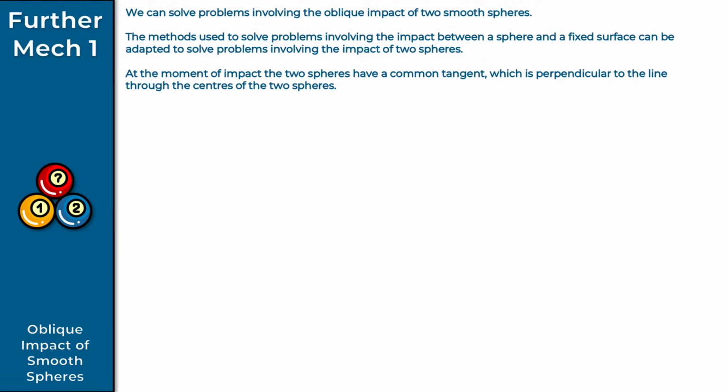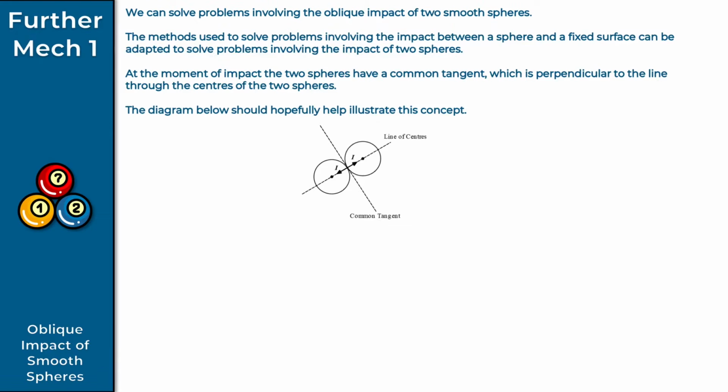At the moment of impact, the two spheres have a common tangent which is perpendicular to the line through the centers of the two spheres. Hopefully the diagram below will help illustrate this concept. There are a few key points to make regarding this concept and this diagram.